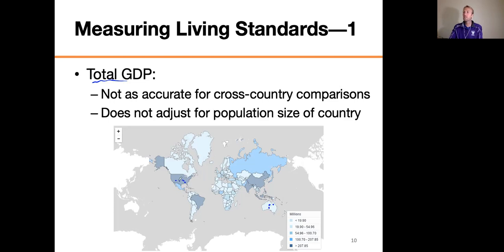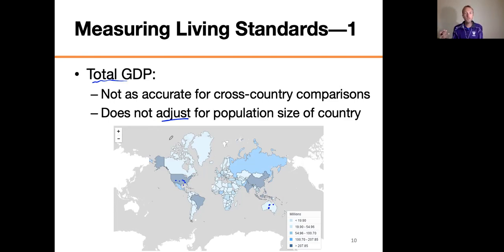But does that mean the standard of living is necessarily better in the United States than Australia? No, not at all. It's very equal, or maybe some people say that Australia is actually even a little bit better to live in than the United States. But the GDP of the United States is way higher. Why? Because there's more people. So the total GDP does not adjust for population size of the country.